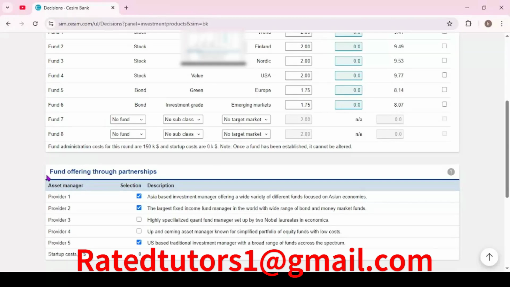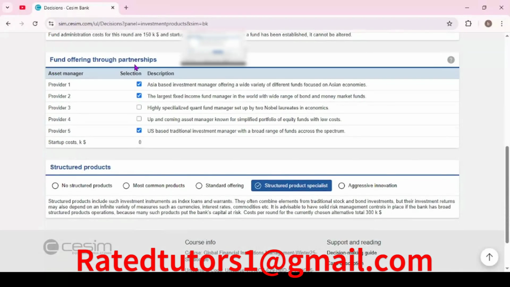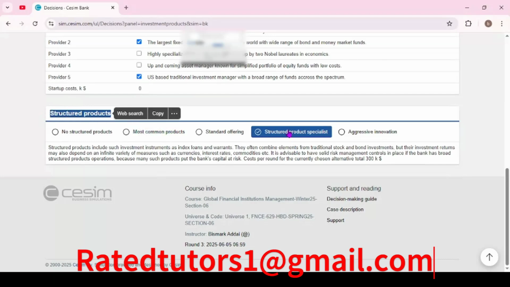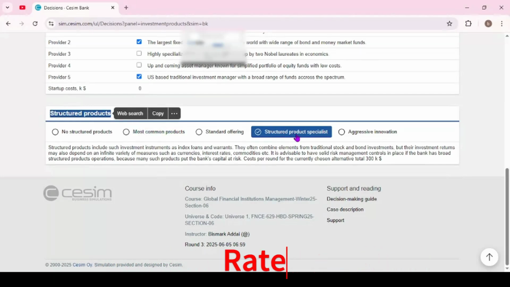Also, you have to make decisions for the fund offering through partnerships, and for the structured products, whereby for us we're using a structured product specialist.